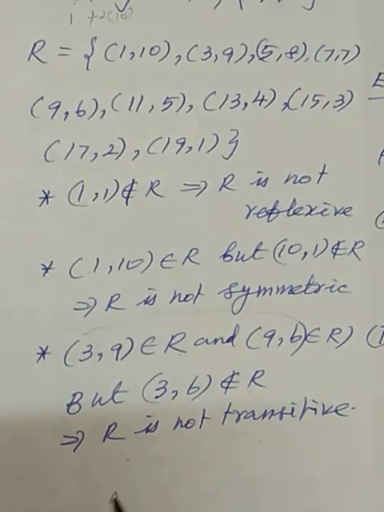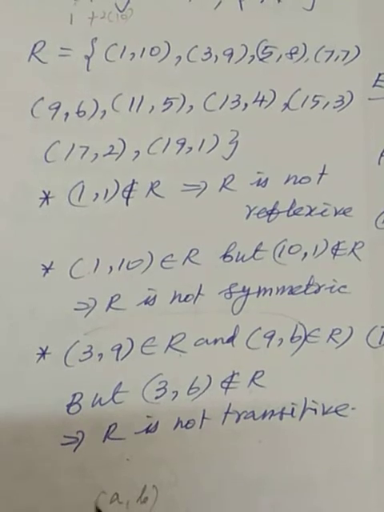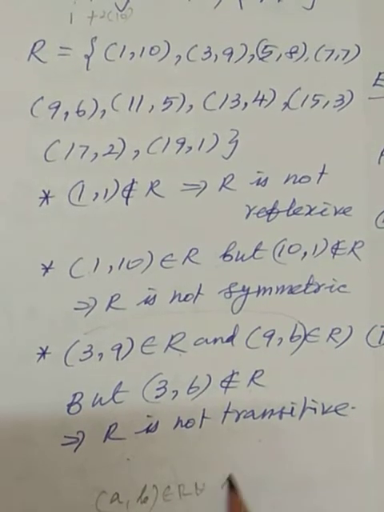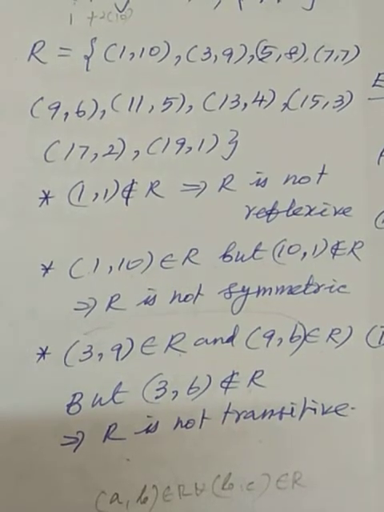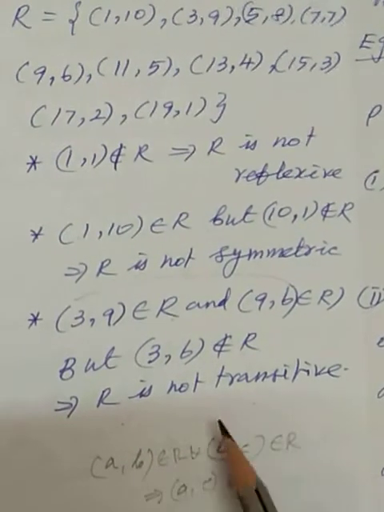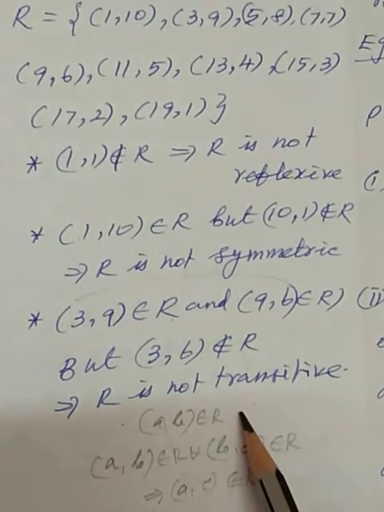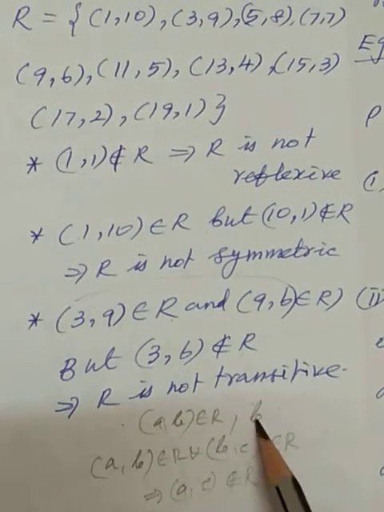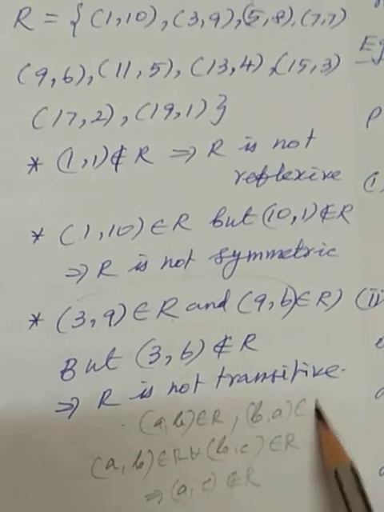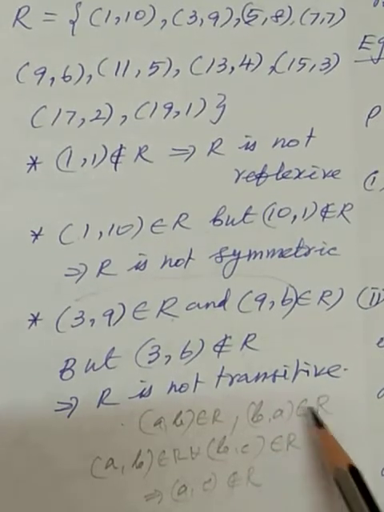Suppose in R, (A, B) belongs to R and (B, C) belongs to R, implies (A, C) doesn't belong to R, means it is not transitive. Likewise, (A, B) belongs to R, but (B, A) doesn't belong to R, means it is not symmetric.